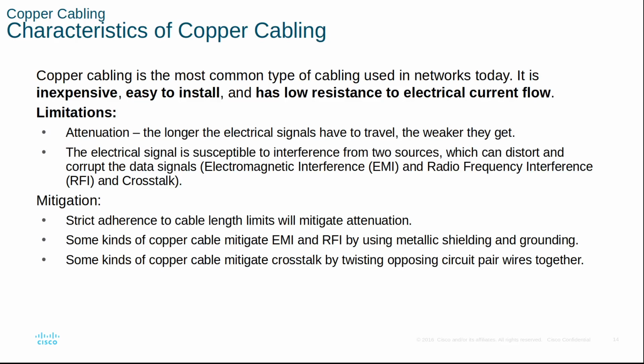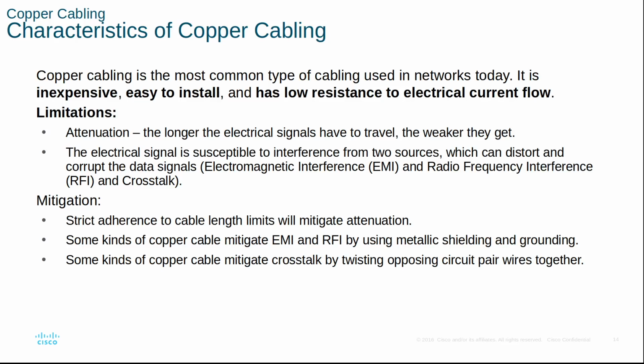These are EMI, electromagnetic interference, RFI, radio frequency interference, and crosstalk, which is where two wires, because they're next to each other, could interfere with the functionality of the other. Data passing on the one could have a side effect on something on the other wire. To mitigate against these, you just adhere to the cable length limits.